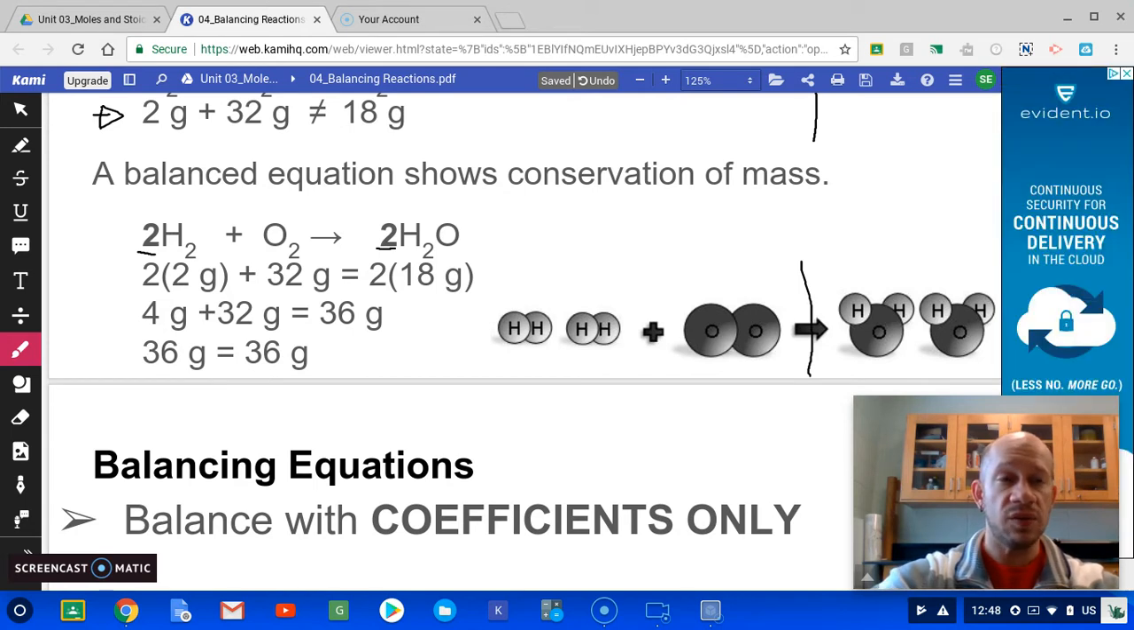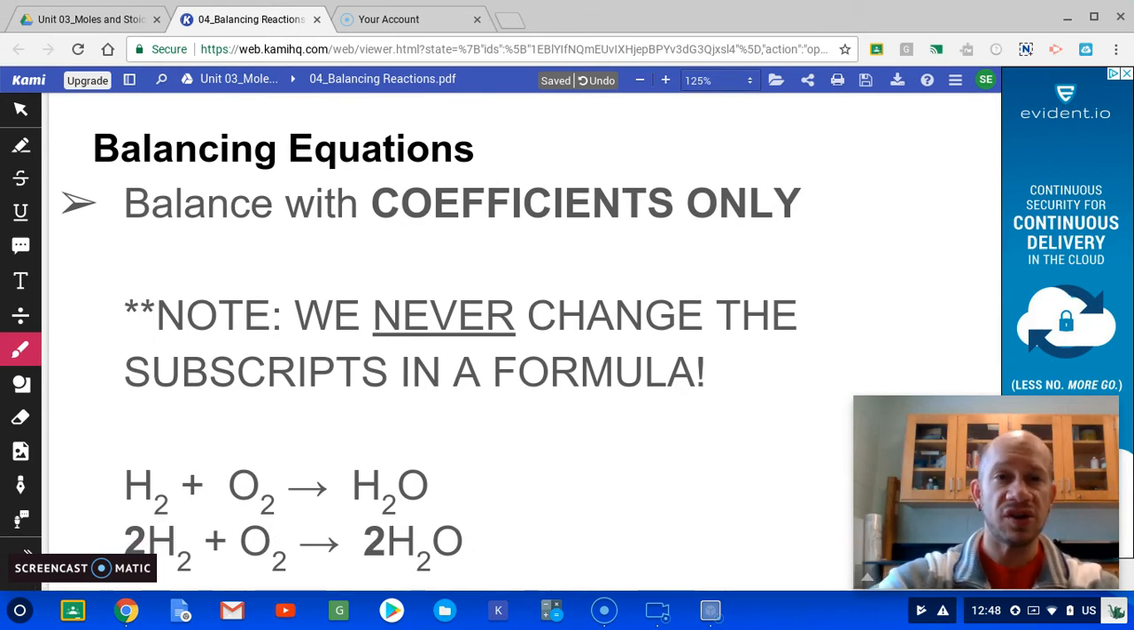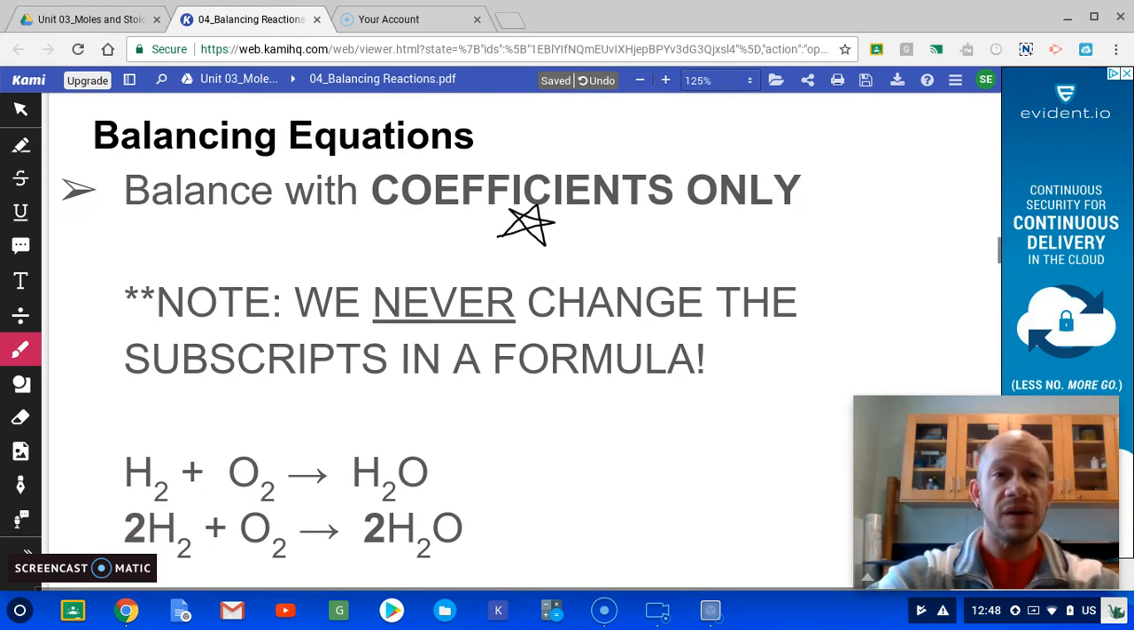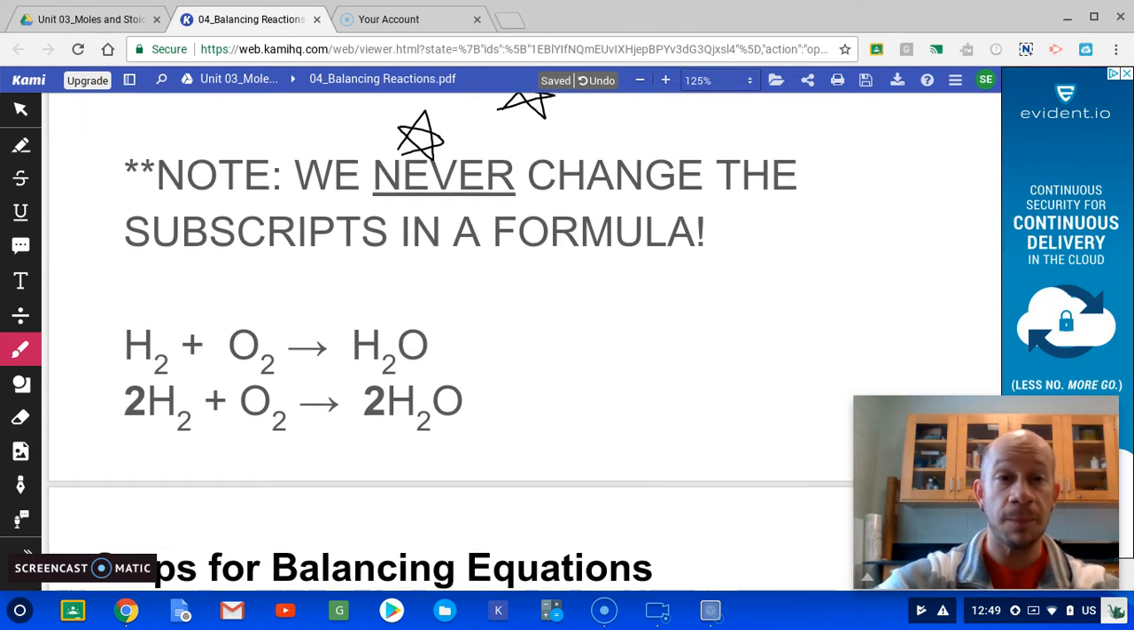If I were to do that using our masses, 2 times 2 plus 32 is going to equal 2 times 18. So 4 plus 32 is equal to 36. 36 equals 36. So to balance chemical equations, we are only ever going to change the coefficients. We never, ever, ever change the subscripts in a formula. So that's why when I'm balancing this chemical equation, I never changed any of these little numbers. I only added stuff in front, the coefficients. And recall, this coefficient applies to everything after it.